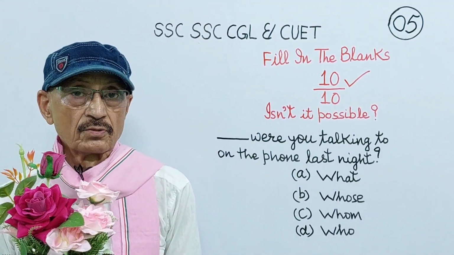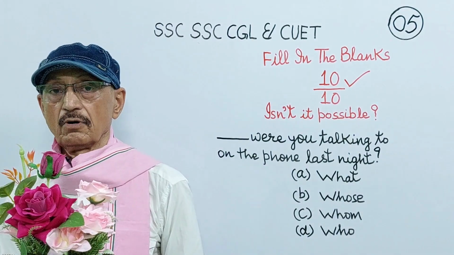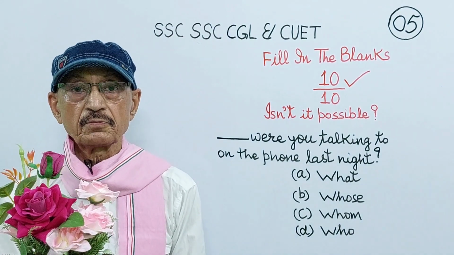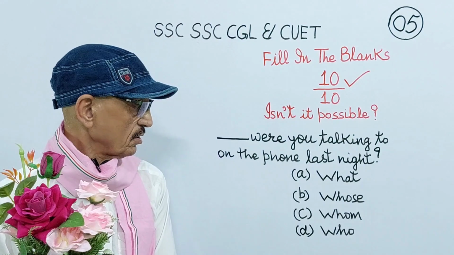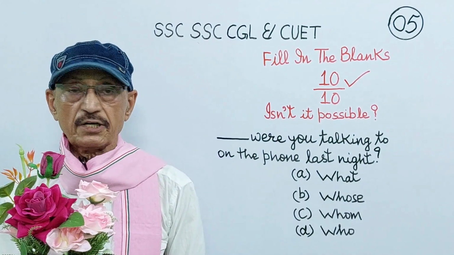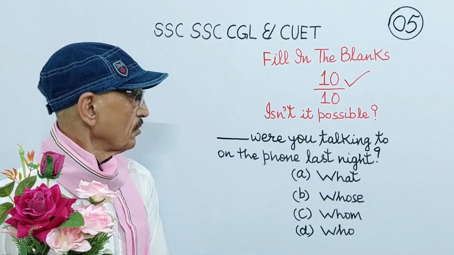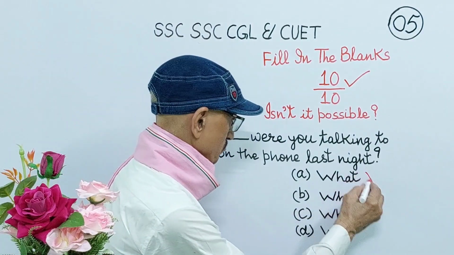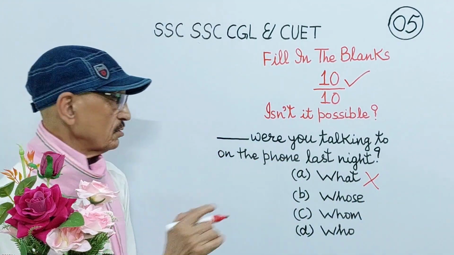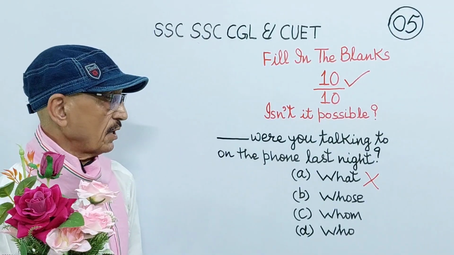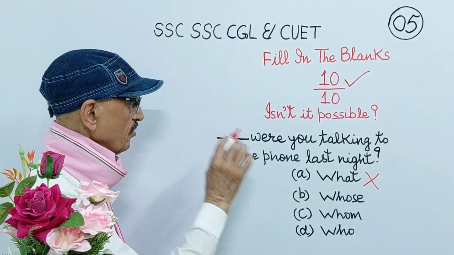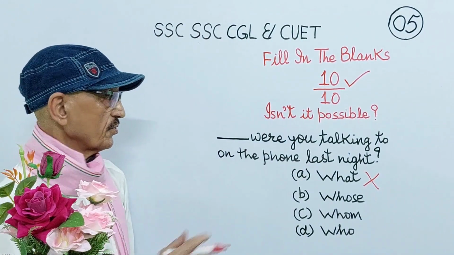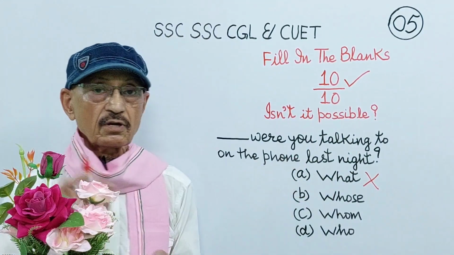Blank space, were you talking to on the phone last night? There is a group of 4 interrogative pronouns here: what, whose, whom, who. Let us check what first. What were you talking to on the phone last night? Wrong. If you take the preposition about in place of to, then what were you talking about on the phone last night, what would be correct. But here the preposition is to, so what is not giving a correct meaning.